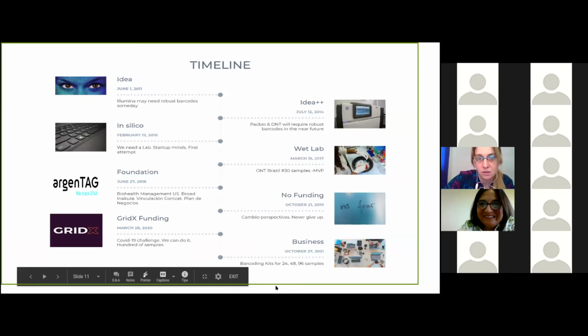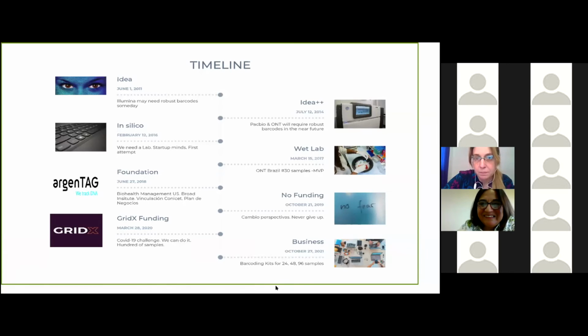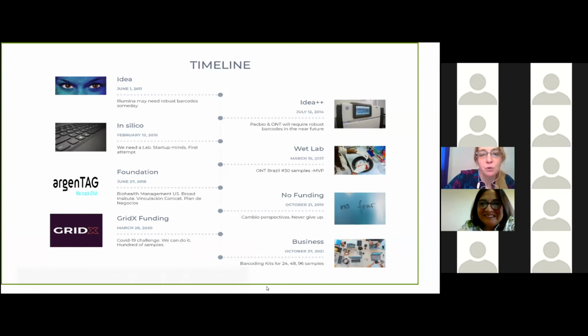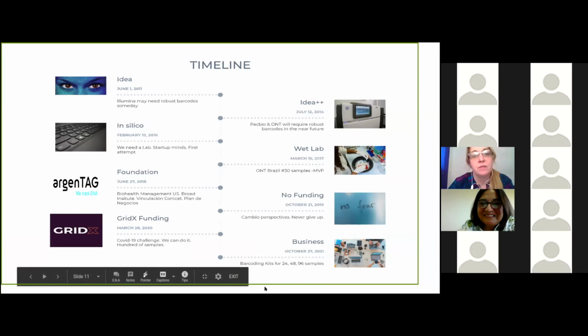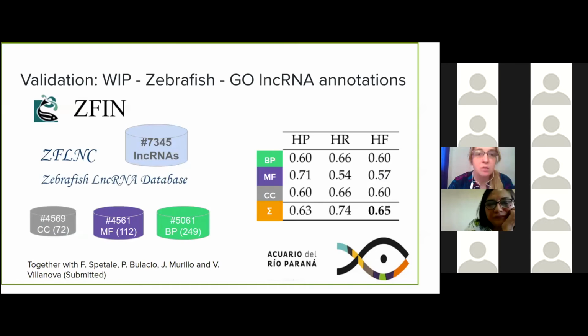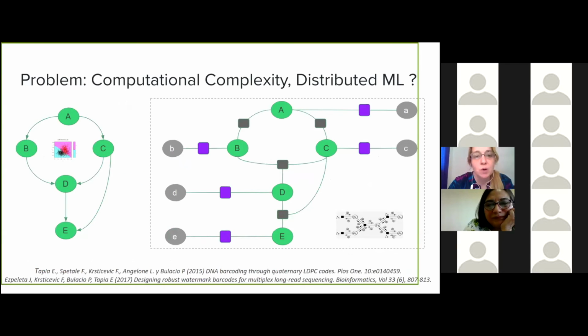Let's see, on the web. Okay, I don't see questions here, but I have a few. The first one is regarding the first part of your presentation, when you showed your message passing algorithm. You said that this problem had a very high computational complexity. And so I want to know the complexity or the time that this algorithm takes.